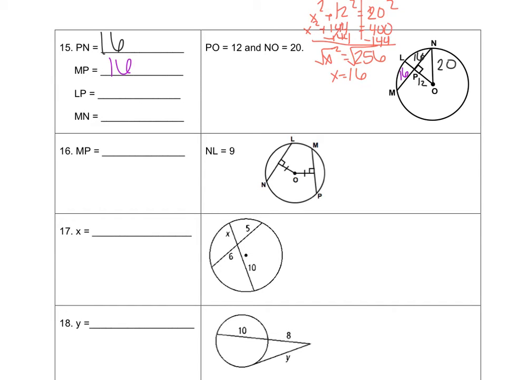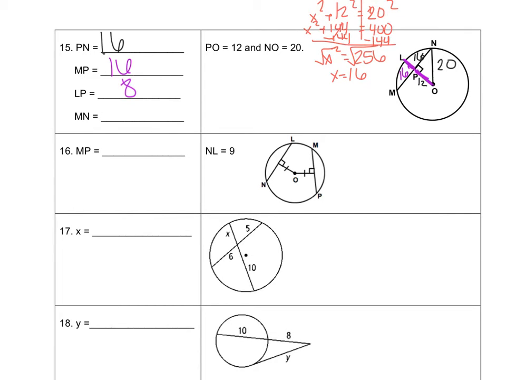Okay, then you're looking for LP. Well, we already discussed that from L to O is a radius. It goes from the center to a point on the circumference of the circle. Okay, so this whole length is 20. Well, I already know this little part is 12 right here. So to find the next missing part, we're going to do 20 minus 12, and that's going to be 8.